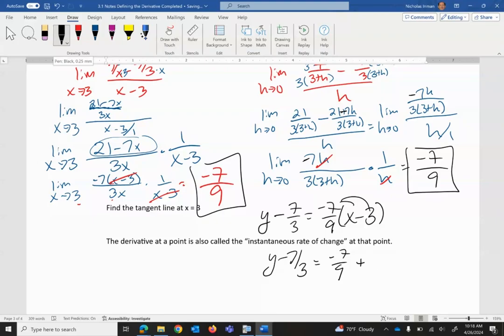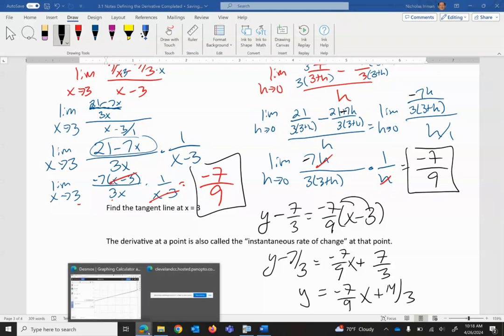What the 3 and the 9 would reduce. I already got the plus. 7/3. Add another 7/3 to that. And we have that wonderful answer, negative 7/9 plus 14/3. All right.